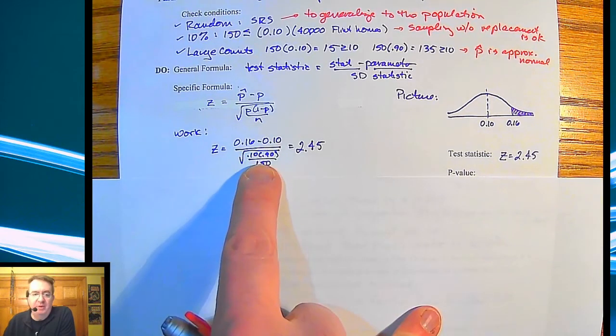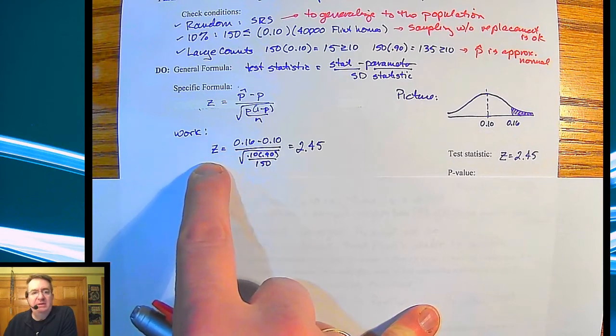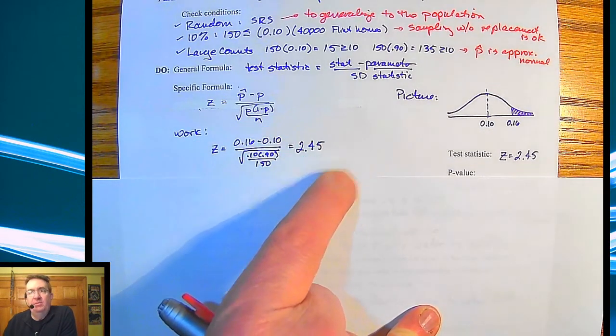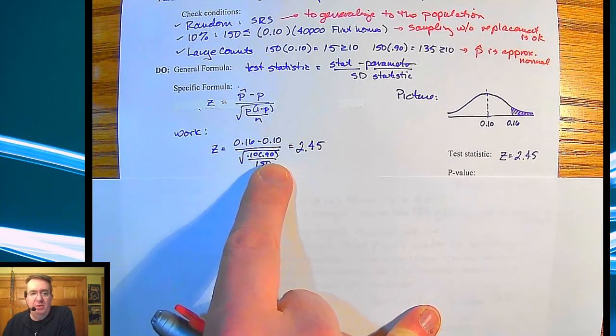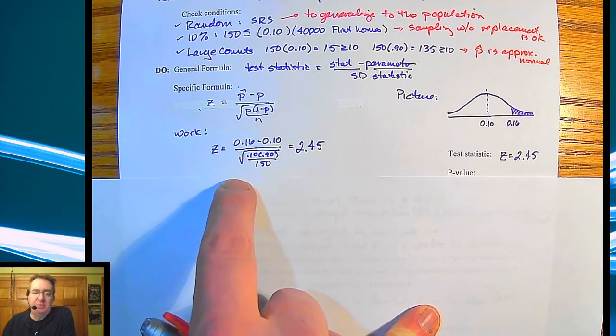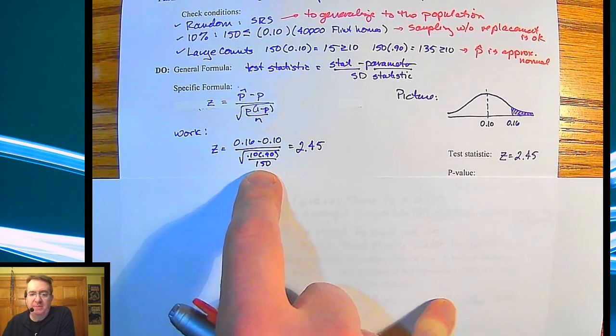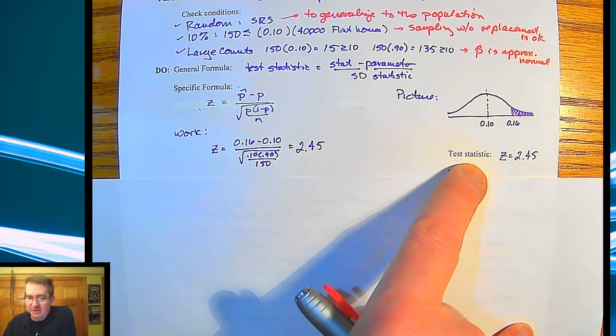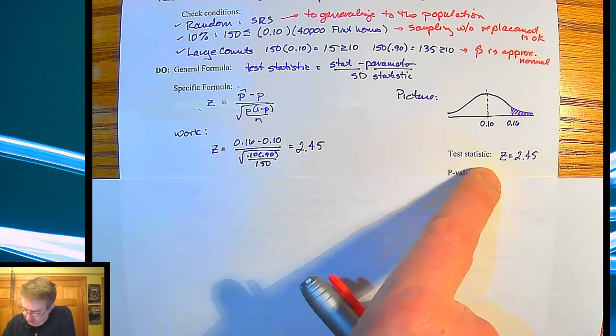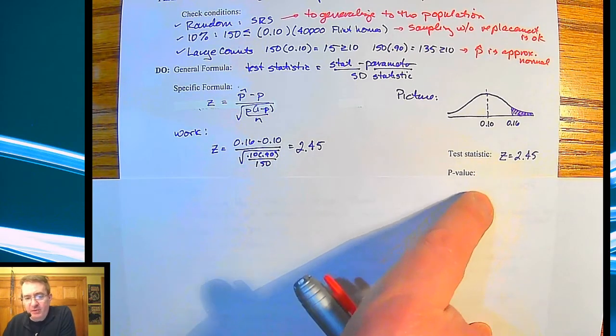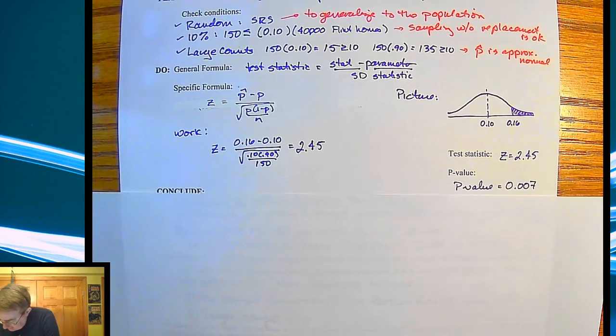So I put in my work, the numbers here. And again, for a standard deviation, remember p-hat and p, you can use p for your standard deviation here because the mean is going to be the same. And then over here for our test statistic, I get 2.45. So I'm going to rewrite that clearly over here that z is 2.45. And then my p-value over here is going to be 0.007 as a probability. Okay.